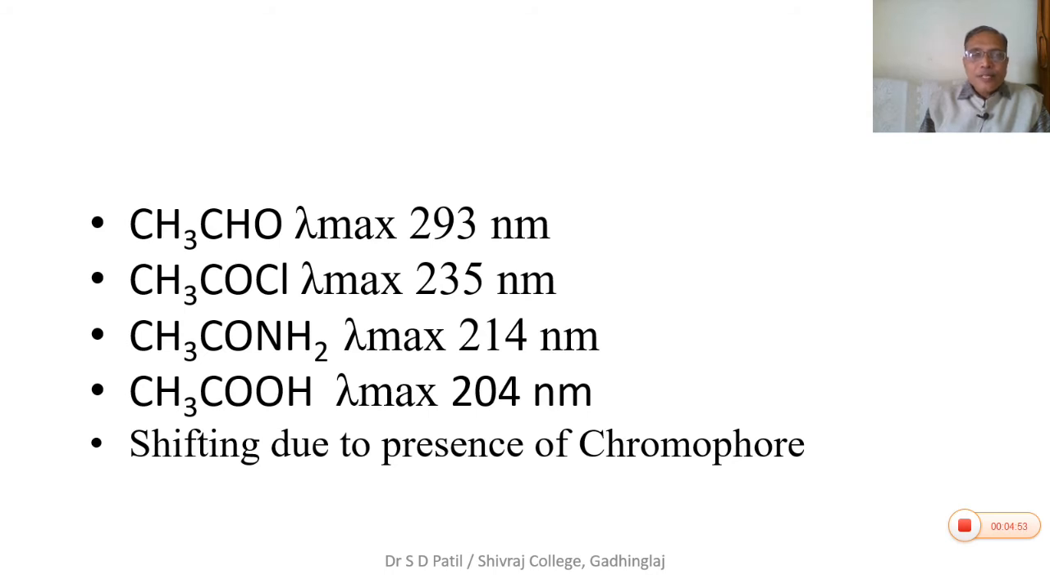Let us have one more example. In this case, acetaldehyde CH3CHO shows lambda max 293. CH3COCl, acetyl chloride, shows lambda max 235 nanometers. Acetamide shows lambda max 214 nanometers and acetic acid shows lambda max 204 nanometers. Here there is a replacement: in one case it is oxygen, in another case it is chlorine, in the third case it is NH2 group, and in the last case it is OH. So this shifting is due to the presence of different chromophores, and this is a series of blue shift.